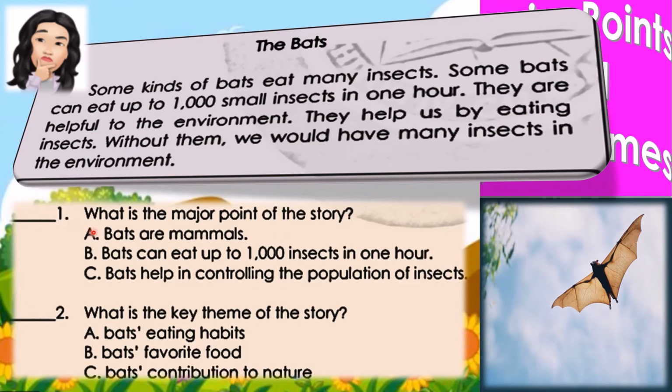Question number 1. What is the major point of the story? A. Bats are mammals. B. Bats can eat up to 1,000 insects in 1 hour. C. Bats help in controlling the population of insects. Number 2. What is the key theme of the story? A. Bats' eating habits. B. Bats' favorite food. Letter C. Bats' contribution to nature.